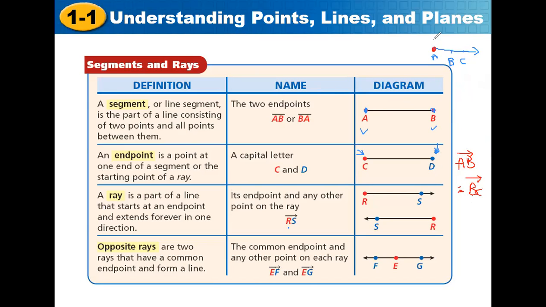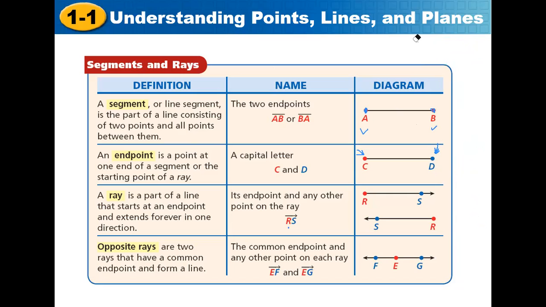Ray AB means that you will start from the point A and you will go through B in the same direction. But ray BC, you will start from the point B and you will go in this direction. They have two different starting points. So this sentence should be wrong. We can't say that ray AB equals ray BC because they have two different starting points.